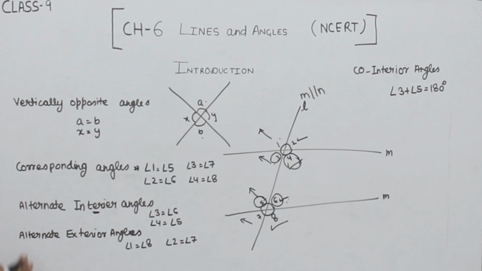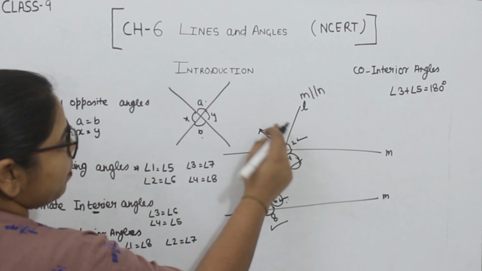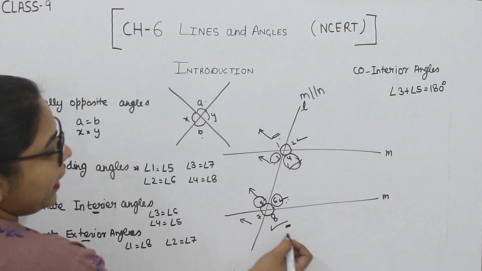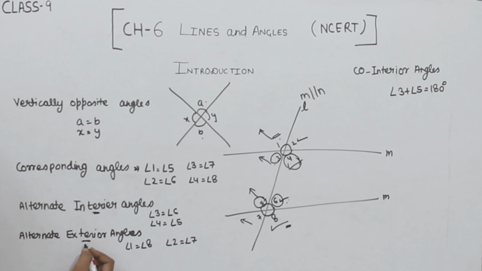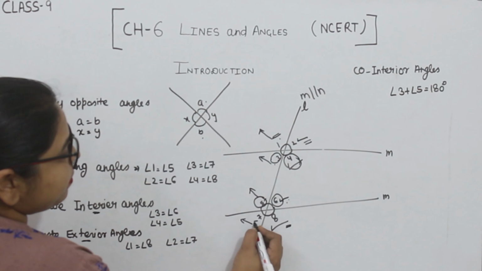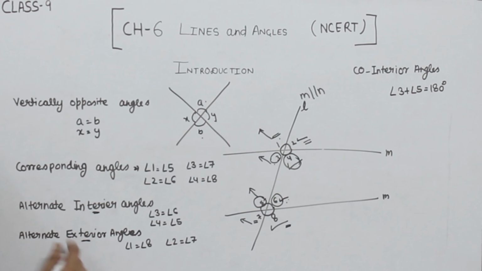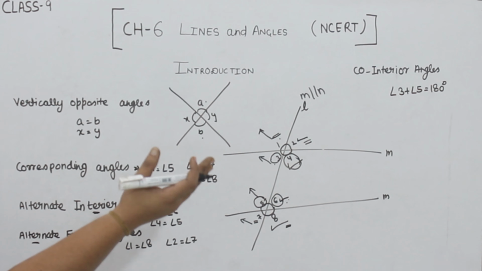Now comes the next one, alternate exterior angles. The word exterior means they are on the external side of the figure. So angle 1 is equal to angle 8. They are on the alternate side of each other but on the external side. Now angle 2 is equal to angle 7. They are on the exterior side of the figure but on the alternate side. So they are the alternate exterior angles. Alternate means the first angle is on the left hand side and the other one is on the right hand side, and exterior means they are on the external side of the figure.